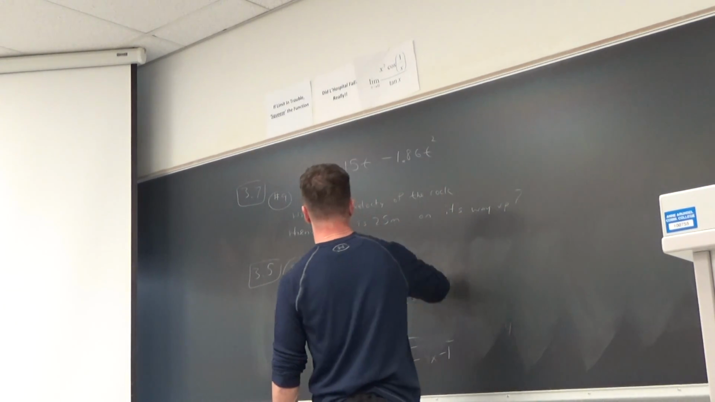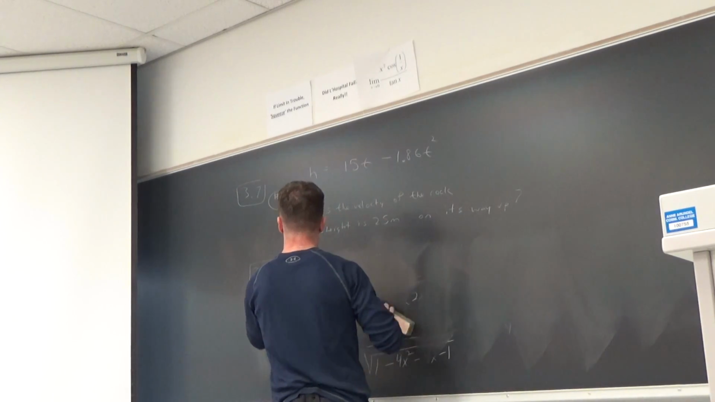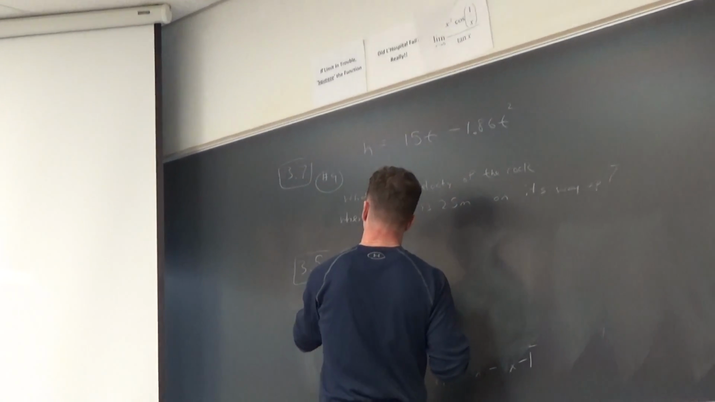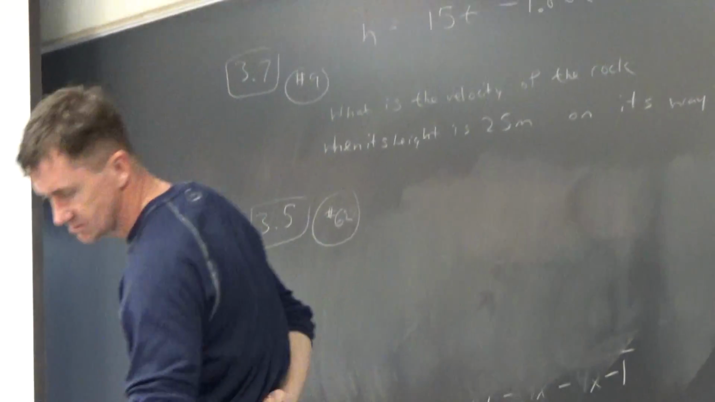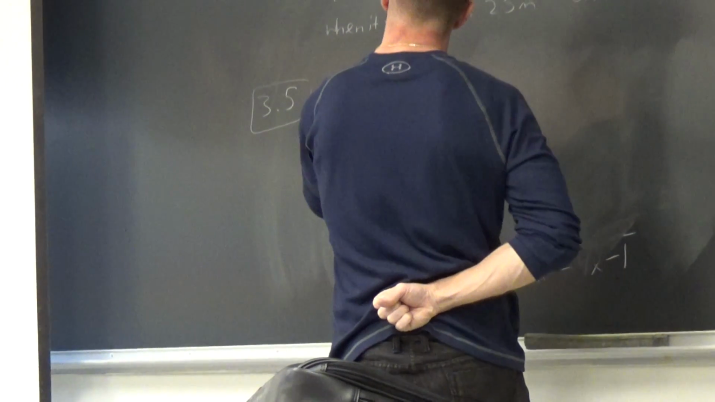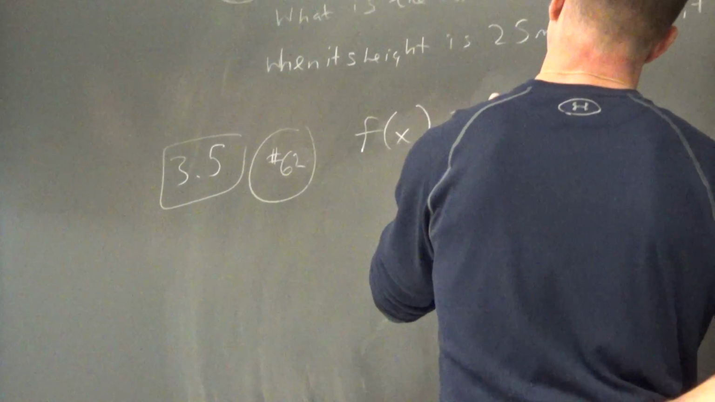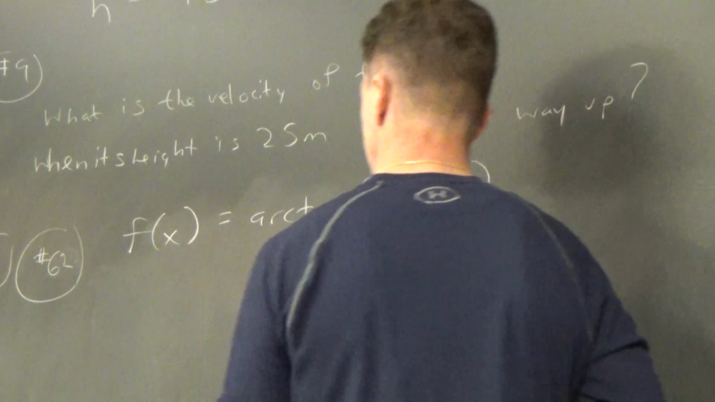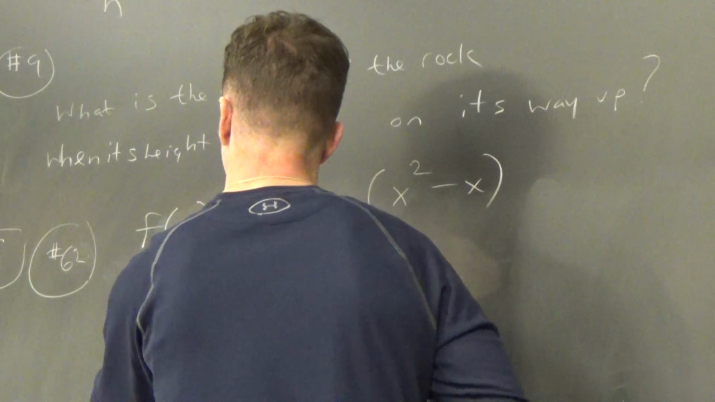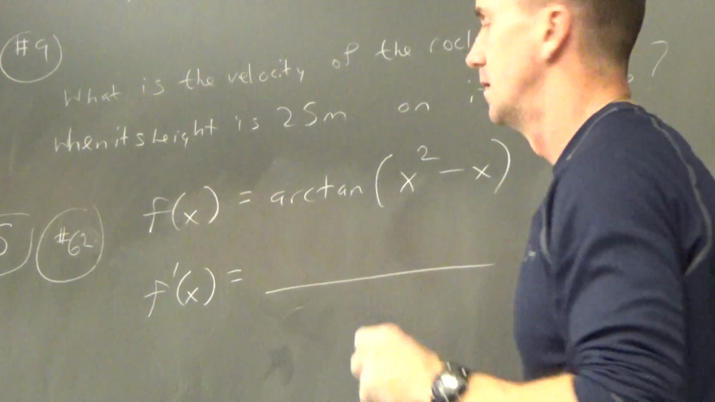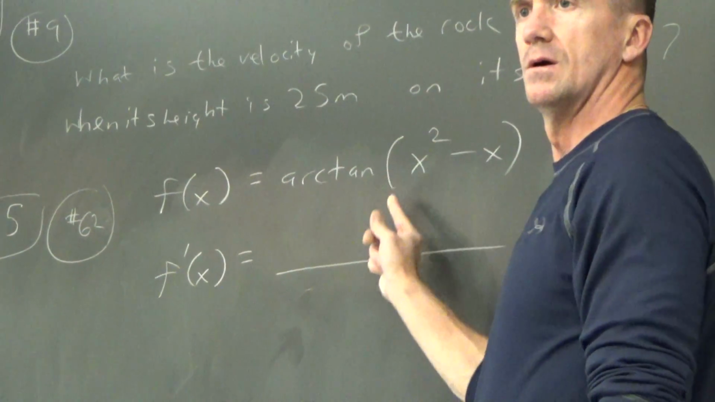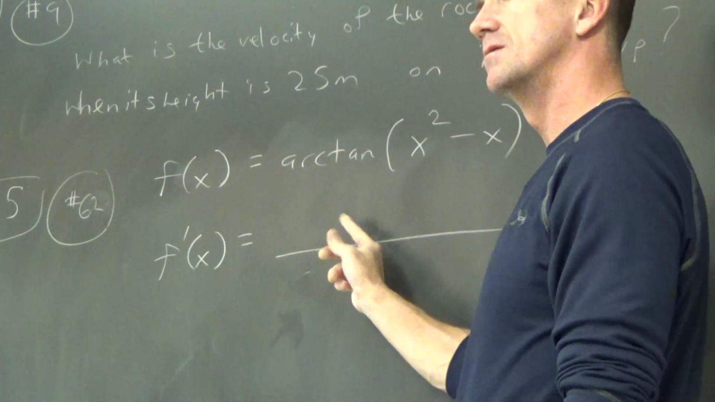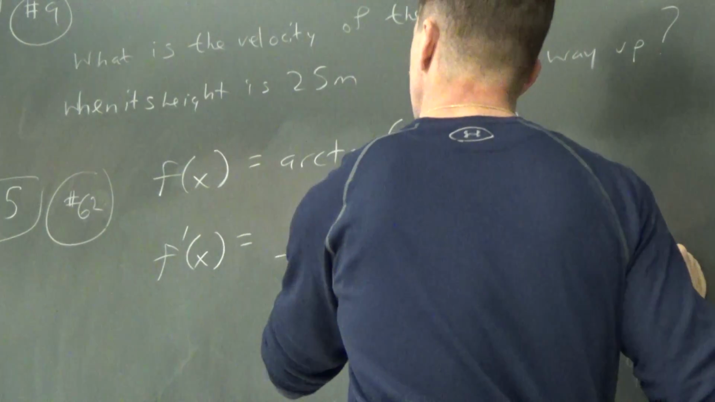All right, here, another one. 56. Find dy, is that right? 62. F of x equals arctan of x squared minus x. Find the derivative. All right, there's your g. What's the derivative of that? 2x minus 1. I'll put that up there. Chain rule. 2x minus 1.